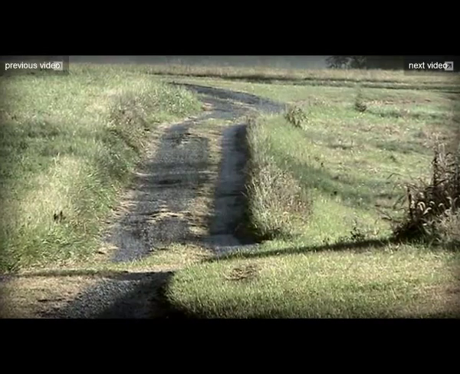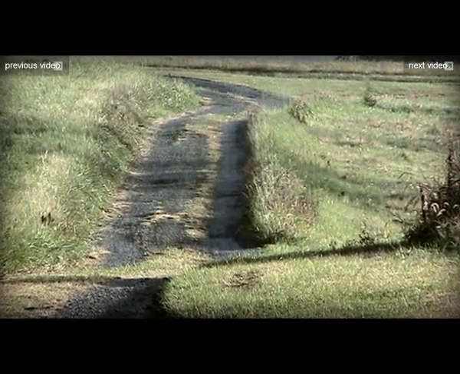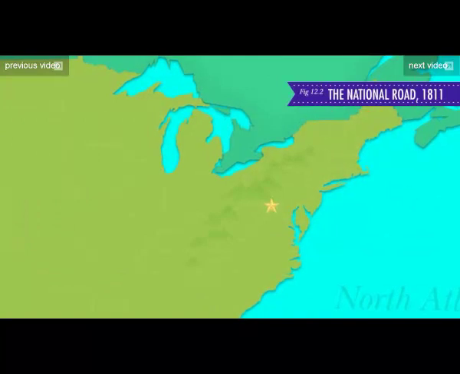But new transportation changed this. First came better roads, which were largely financed by tolls. Even the federal government got in on the act, building the so-called National Road, which reached all the way from the massive city of Cumberland, Maryland, across our great nation to the equally metropolitan Wheeling, West Virginia.